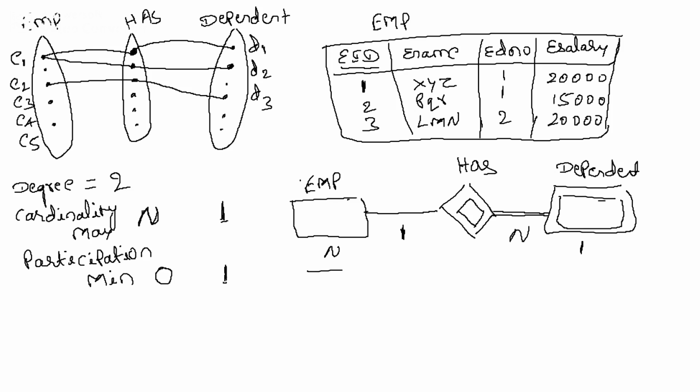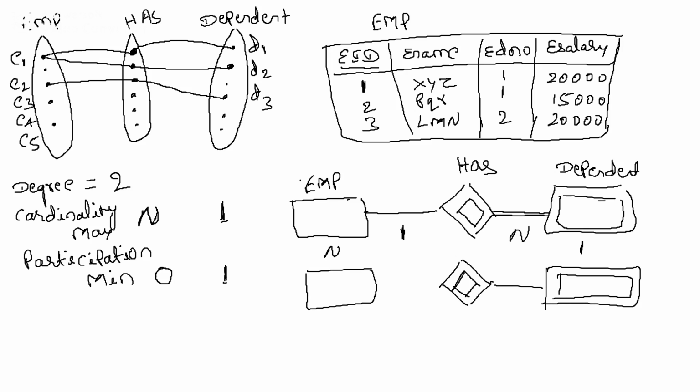The same thing, if you represent it using min-max representation, will be in this form. This is minimum, maximum, and here also minimum, maximum. The identifying relationship is has, this is the dependent, and here it is employee. So minimum participation is 0, maximum is N, here minimum is 1 and maximum is 1. This is the min-max representation of the weak entity type relationship type.